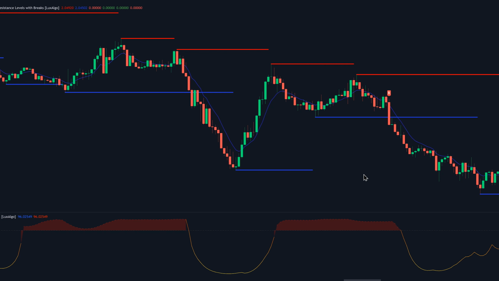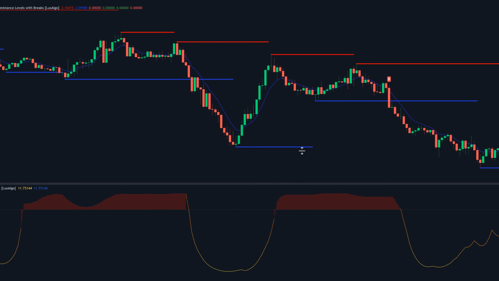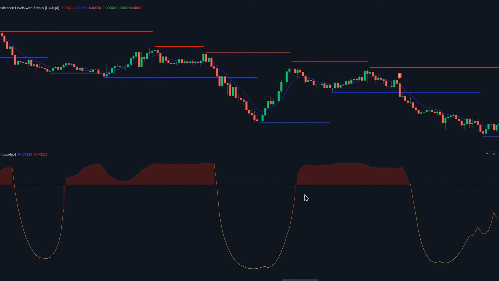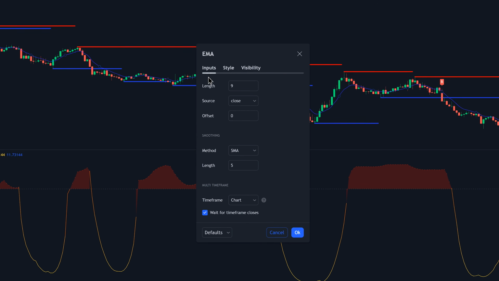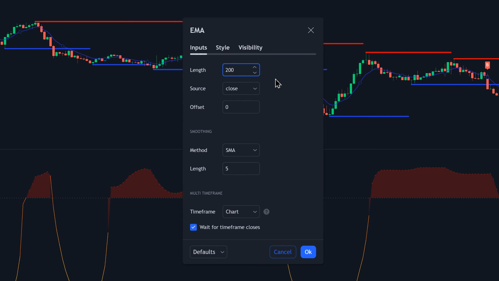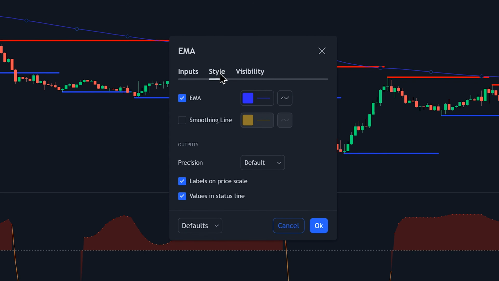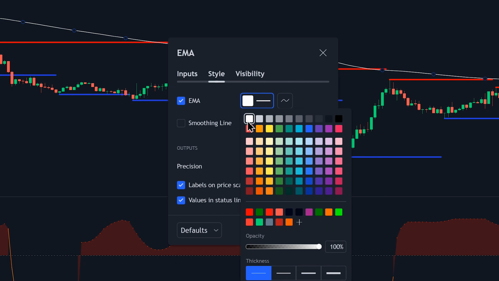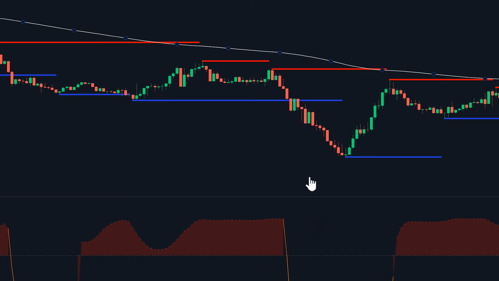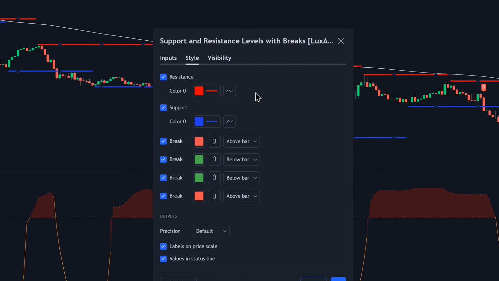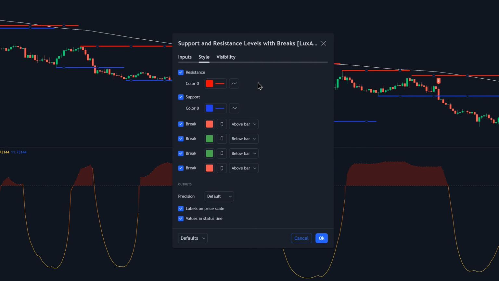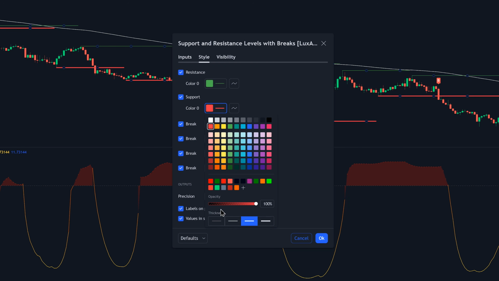For the settings, we're not going to change anything on the squeeze index. The default settings are pretty good. But for the EMA, we're going to double click on it and then change the length to 200 because we want it to track longer term trends in the market. Now, to make it a bit brighter, you can change the color to something like white. After that, click OK. And then we also need to change the settings for the support resistance levels with breaks. You want to change the resistance color to green, make it a bit thinner, and then change the support color to red, make it a bit thinner.